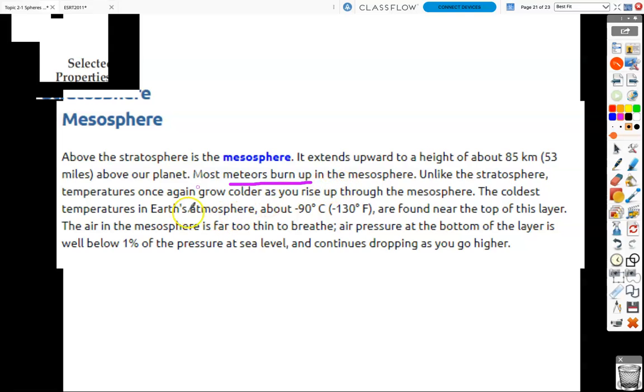Unlike the stratosphere, temperatures again get colder as you go up through the mesosphere. The coldest temperatures on Earth, again about negative 90 Celsius or negative 130 Fahrenheit, are found near the top of the mesosphere. The air in the mesosphere is far too thin to breathe. Air pressure at the bottom layer is well below 1%. Again, it's a very small fraction of air pressure and continues to drop as you go up.